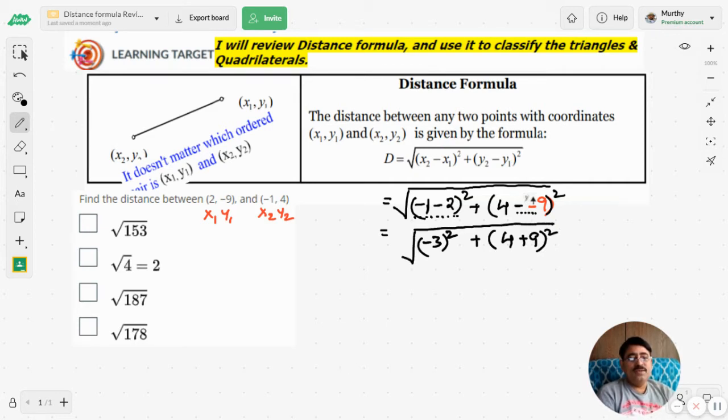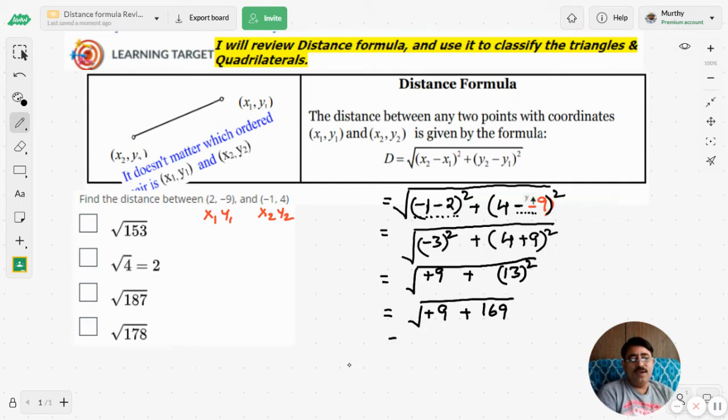So it is 4 plus 9 square. So -3 square means -3 times -3. So 3 times 3 is 9. Negative of negative gives me +9, it's not -9. So here I get +9 plus 13 square. 13 square is 13 times 13, that gives me 169. Therefore 9 plus 169 is 178. Yay, we got the answer. So option D is the right one.